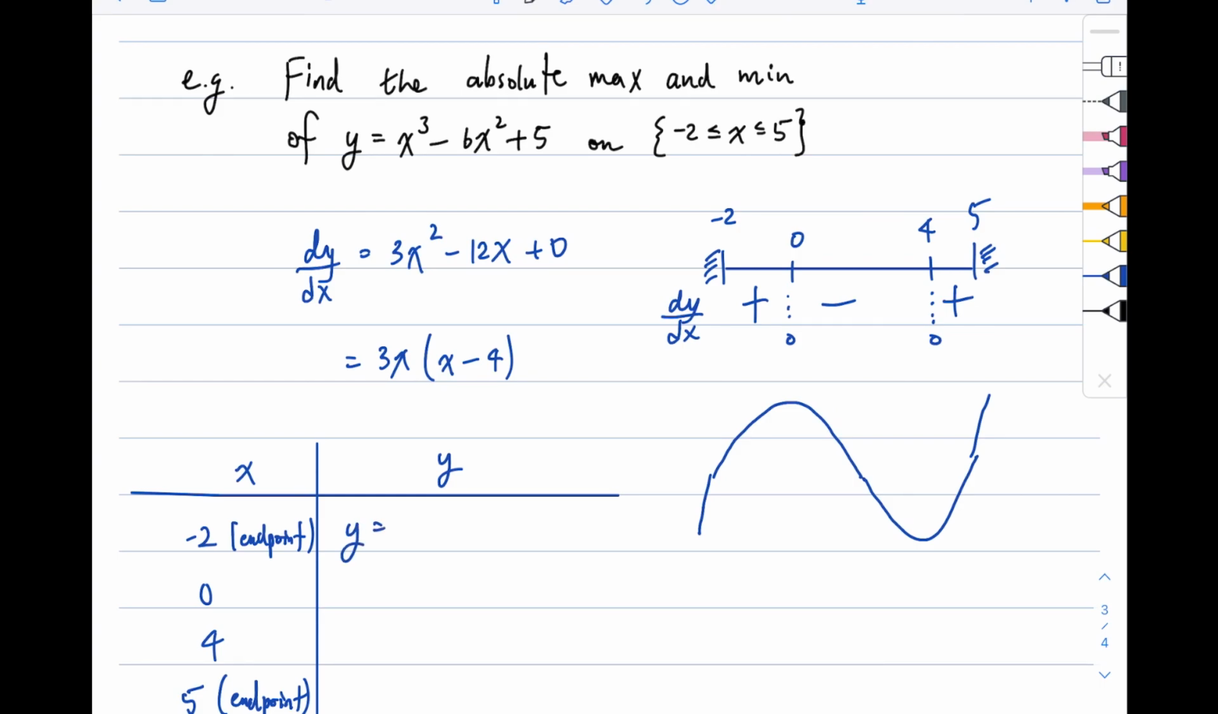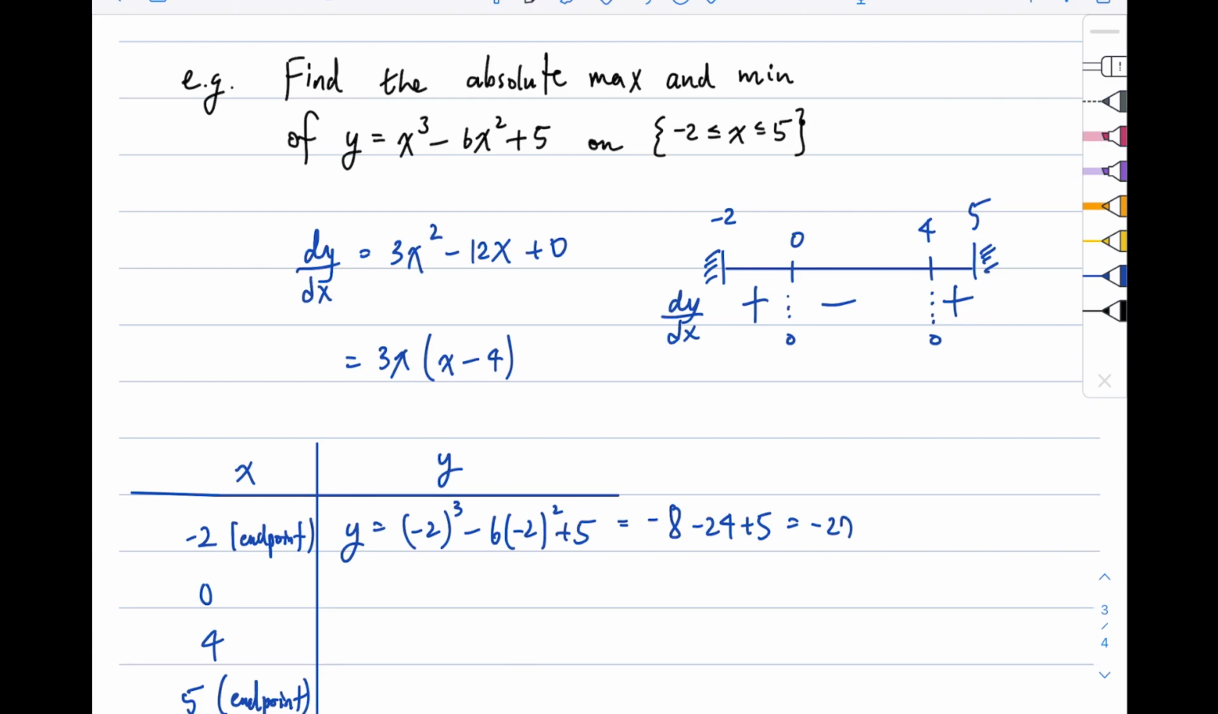If we find the y values, we get -2 cubed minus 6 times -2 squared plus 5. So -2 cubed is just -8. -2 squared is 4. 4 times -6 is -24, plus 5. So you get -32 plus 5, which is -27. The y value here is -27 when the x value is -2.